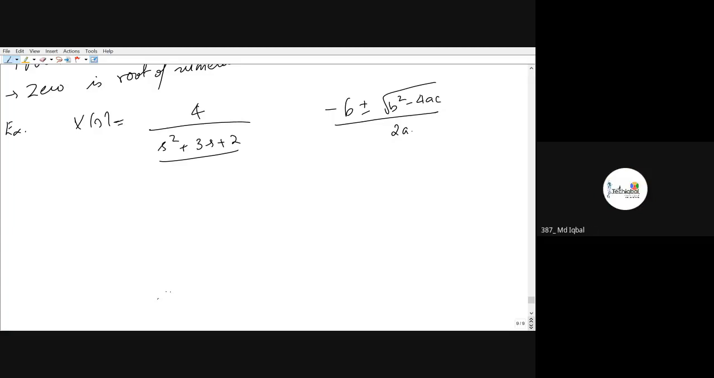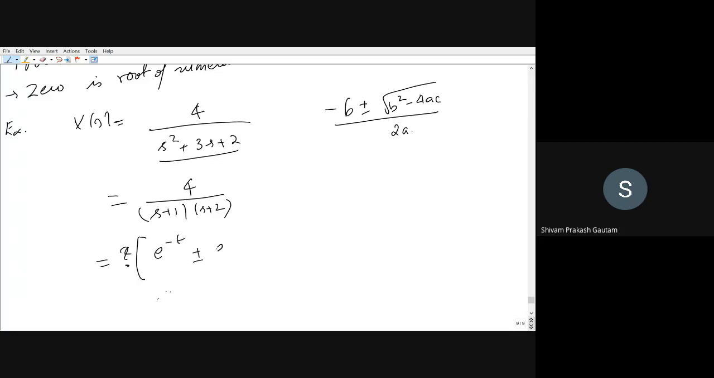So X of s will be 4 by s plus 1 into s plus 2, after that we will do partial fractions. Okay, I will directly write some of its results. Let me write a question mark here. You have to find this question mark. So this will be e to the power minus t minus e to the power minus 2t. You can find its inverse Laplace and how to represent its poles and zeros.